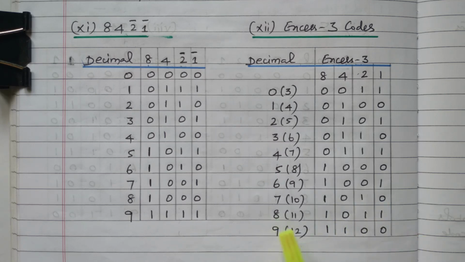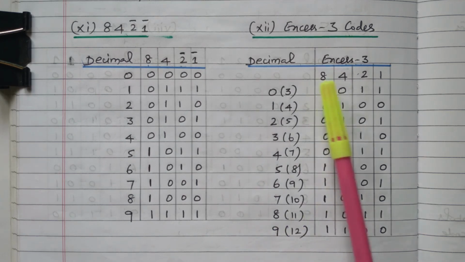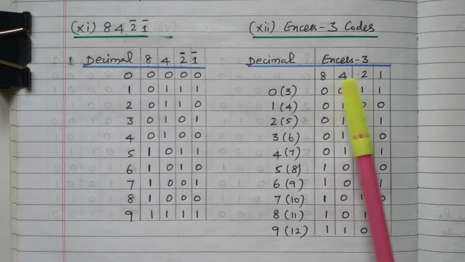For decimal number 8, the excess is 11. How will you get 11? We can make the first, third and fourth position 1. So that 8 plus 2, 10.